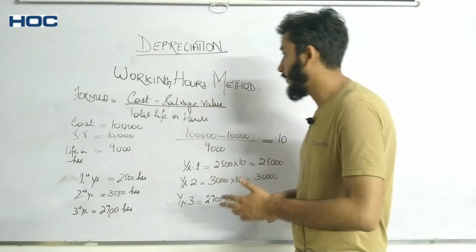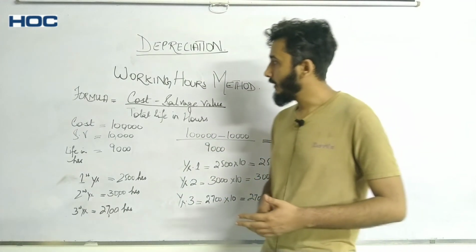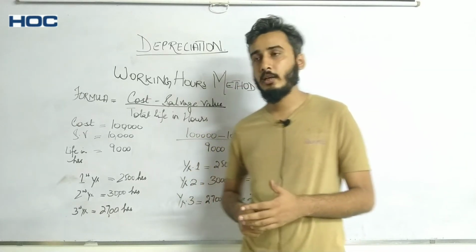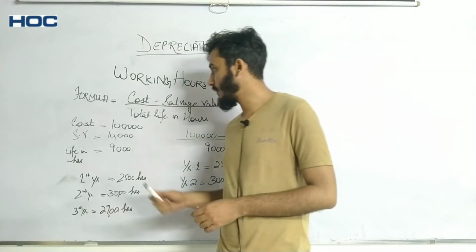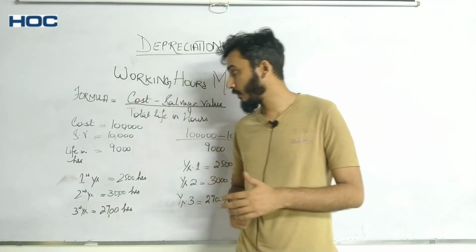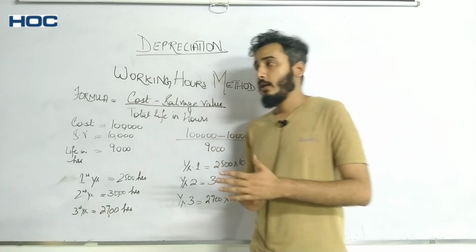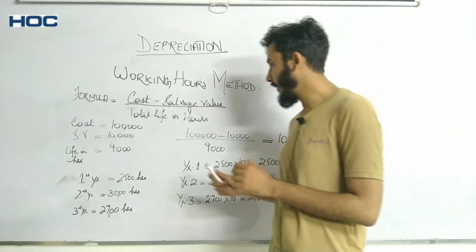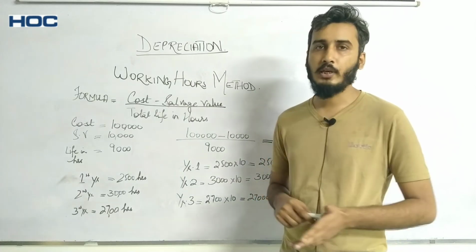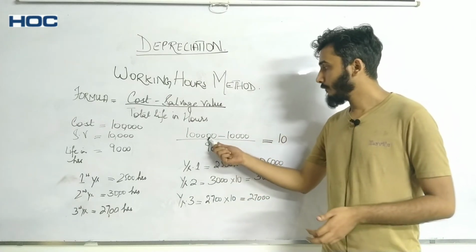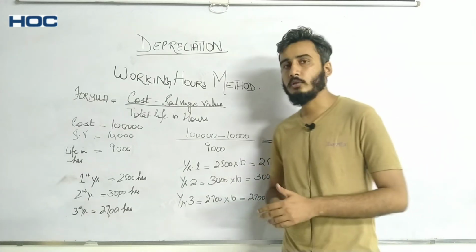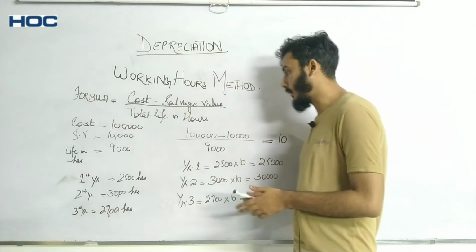Okay, let's move to the third one, the working hour method. And we have got the formula cost minus salvage value and divided by total useful life in hours. So here we have a question. Cost 100,000, salvage value 10,000, and life in hours 9,000. Then all you have to do is, firstly, take out the per hour depreciation. And how to take that out? First cost, then minus salvage value or scrap value and divided by the total useful life in hours.